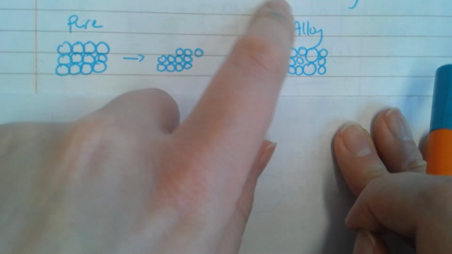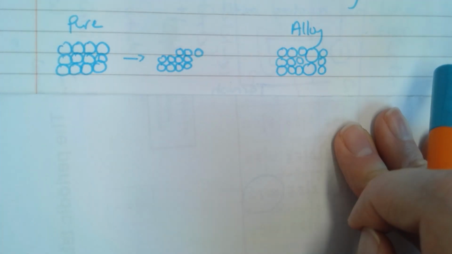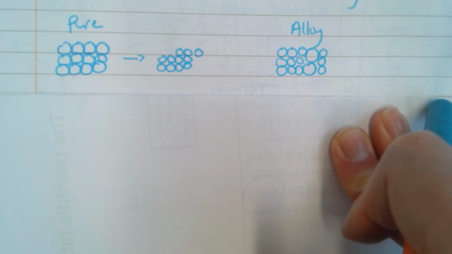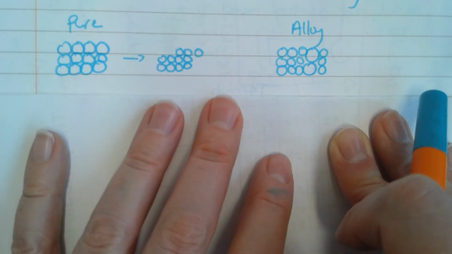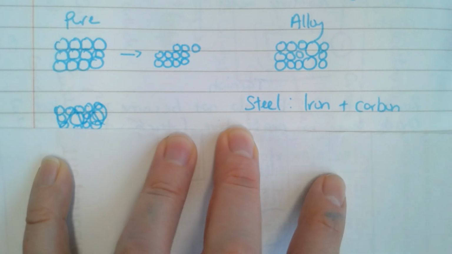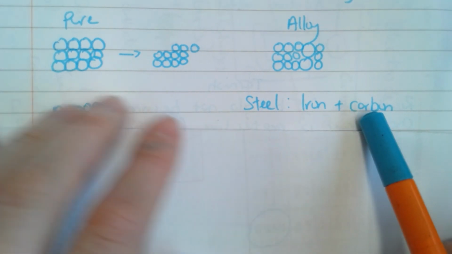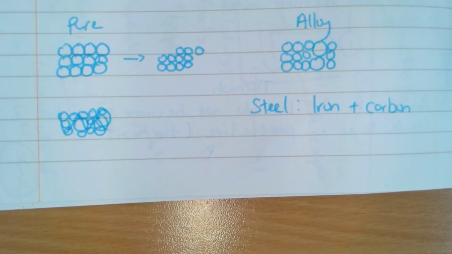So what the alloy is doing is making it less malleable, which is making it stronger. Alloys are stronger than pure metals. They're less malleable, and they're also less ductile. Ductile means can be drawn out into wires. Your classic example of an alloy is steel. Steel is iron mixed with carbon. There's a few different types of steel alloys. They're called alloy steels.